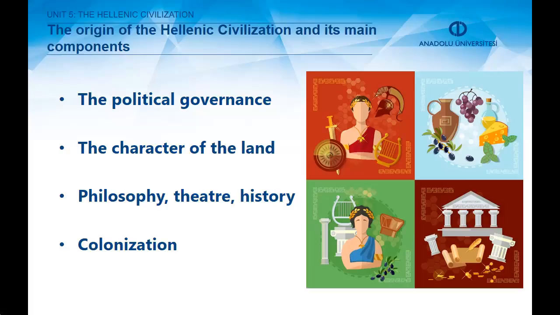And finally, the issue of colonization was an important aspect of the origins of the Hellenic civilization, because some of the cities, especially Corinth, actively promoted colonization in those years to lessen the effects of the expanding population. Colonization was used as a kind of strategy to lessen the negative effects of expanding population in the Hellenic civilization.